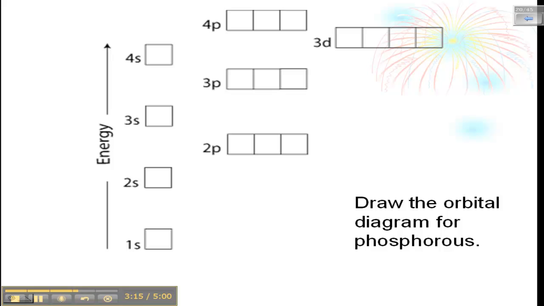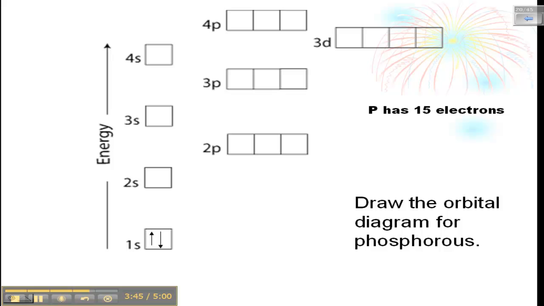Orbital diagrams are going to look different depending on what you get them out of. A lot of times you'll see boxes, which is what I'm going to use here. So we're looking at phosphorus. We need to know how many electrons are in an atom of phosphorus, so we look on our periodic table, because the number of electrons is the same as the atomic number. We're talking about neutral atoms here. So phosphorus is going to have 15 electrons.